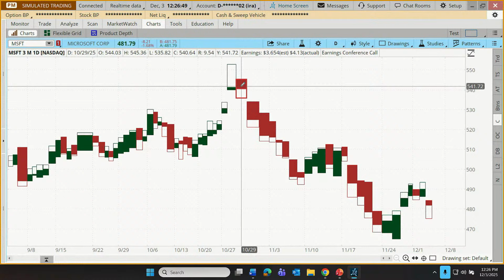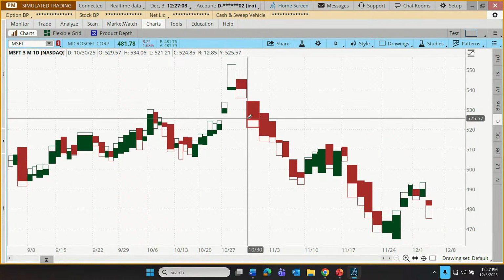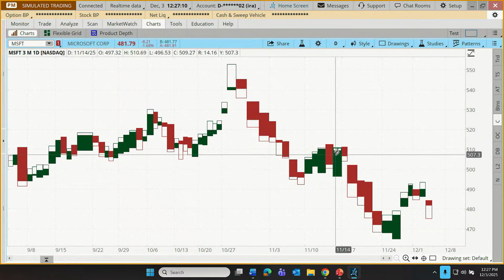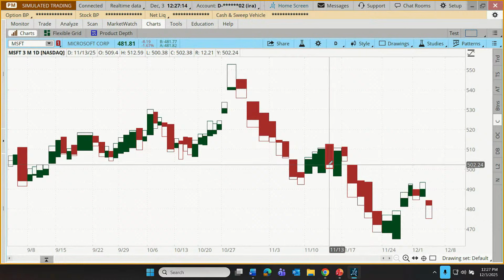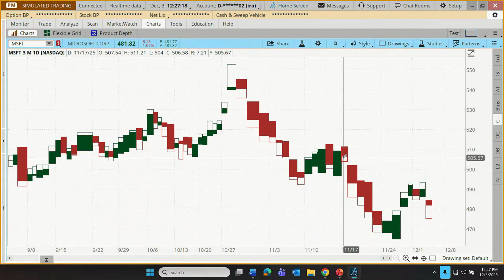Now, the final element here, obviously, is the color. And since open is not included in the construction of these candles, it's just close to close. So for each one of these, if we look at this, we can see that this close was lower than that close. This close was higher than that close. Pretty quick to see how these are constructed. Here's a close that was higher than the previous close. Here's a close that was lower than the previous close.